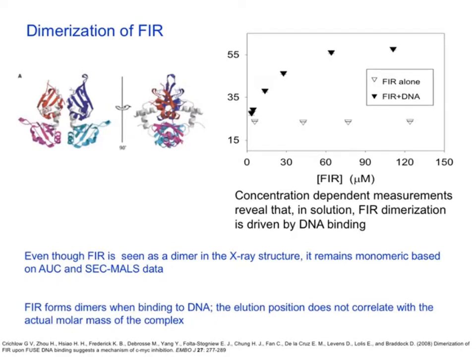Just in summary, the SEC-MALS analysis for FIR alone and FIR in the presence of DNA indicates that the FIR protein has a propensity to dimerize, but this propensity is observed in solution only when the FIR is associated with a piece of DNA. So even though we see the dimeric form of FIR in the crystal structure, in solution the protein will only dimerize when it starts binding to the DNA.